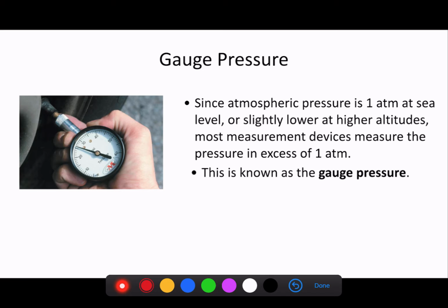Doesn't mean there's no air around you. This doesn't mean that you're not experiencing pressure. You're experiencing 1 atmosphere of pressure. But the gauges measure how far off that 1 atmosphere of pressure your particular container or whatnot might be. Gauge pressure is the absolute pressure minus 1 atmosphere, or 101,300 pascals.